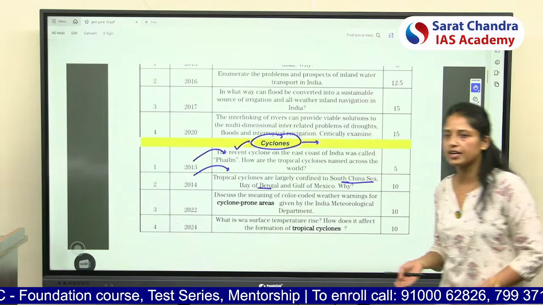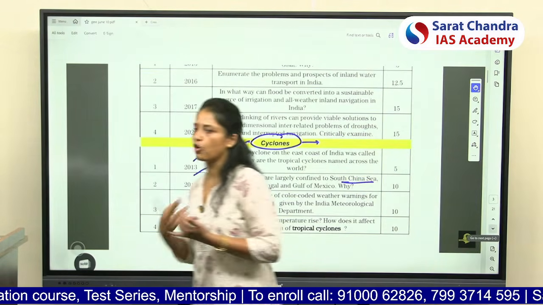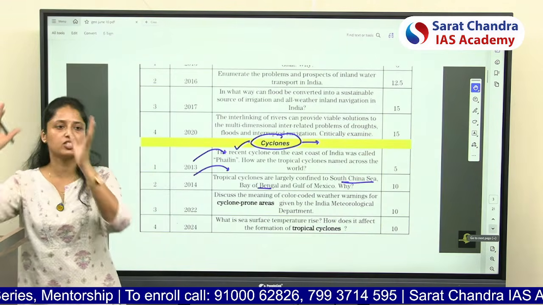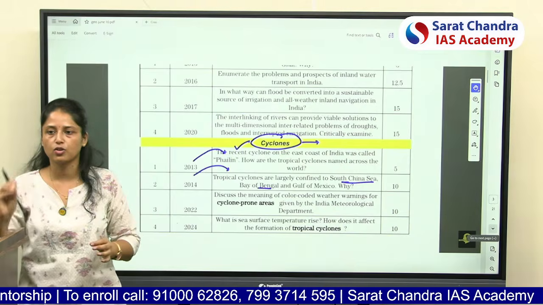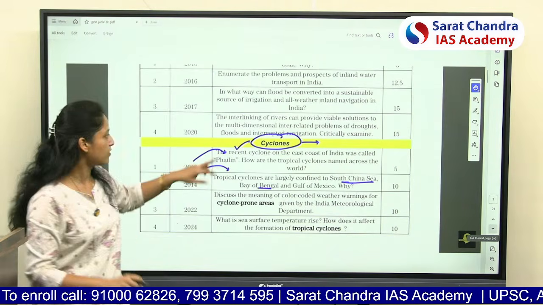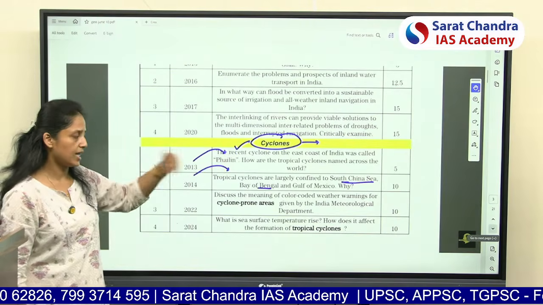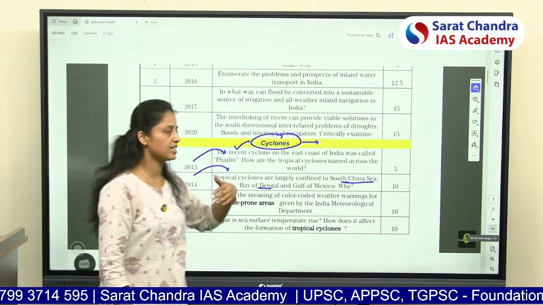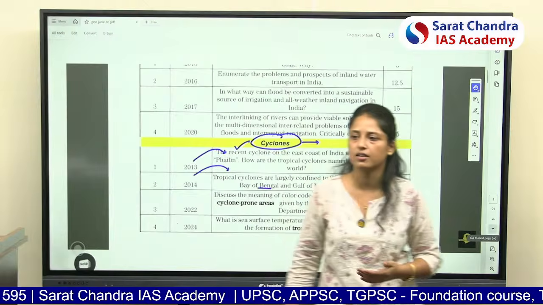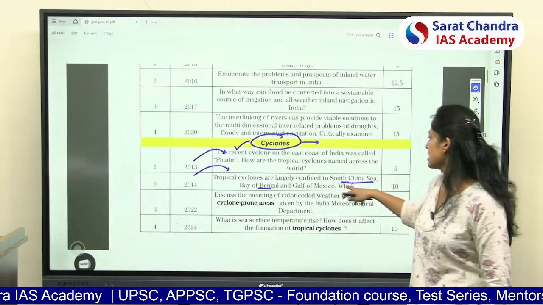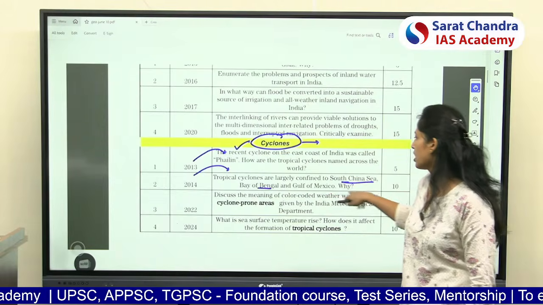So whenever you are reading about tropical cyclones, you will read the causes of cyclones. You will be learning the map, the picture, how to make the picture of a cyclone and label the diagram. After that you will read the distribution of cyclones. Then in current affairs it will be given how cyclones are named across the countries, so a basic thing about that. Then: tropical cyclones are largely confined to the South China Sea, Bay of Bengal and Gulf of Mexico. Why?